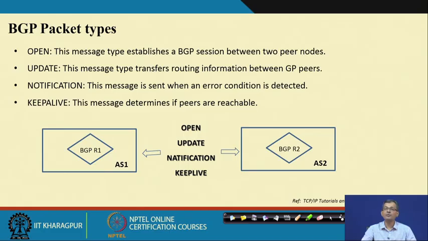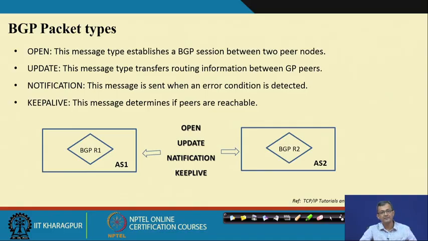So, one is opening the session between the two BGP peers. Another is the update, updating routing information across the BGP peers. Another is the notification; there is again a typo here, it should be notification. This message is sent when an error is detected. And then the other is the keep alive, which is the beckoning to determine whether the peers are reachable or not.